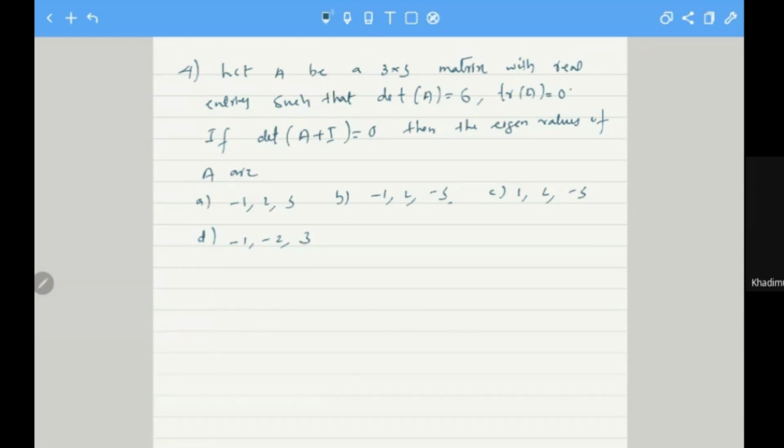Okay. The question is, let A be a 3 by 3 matrix with real entries such that determinant of A is 6 and trace of A equal to 0. In addition, it is given that if determinant of A plus I equal to 0, then the eigenvalues of A are, which is the set of eigenvalues of A. Option D. How do we claim this?